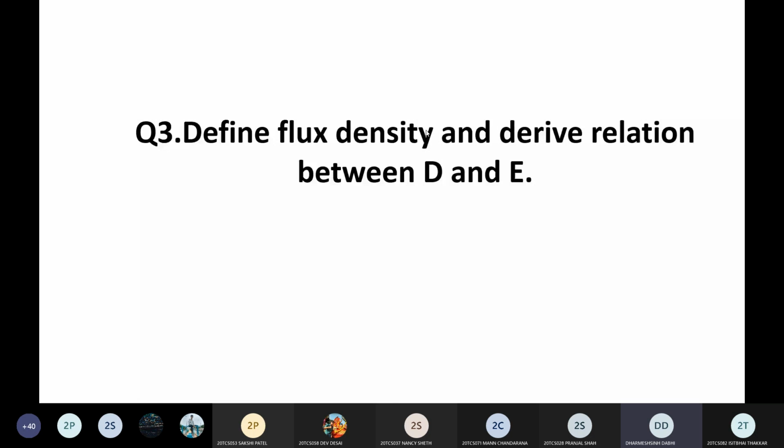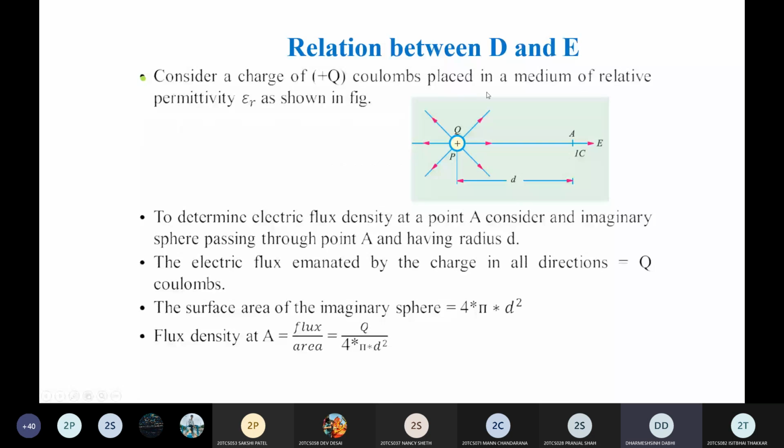Okay, so by this example, suppose consider that a q charge is placed in a medium of relative permittivity here. Find out the value of flux density at point A here. Okay, so flux density is what? Flux divided by area. So here we consider that point A is the origin of the sphere. So from this origin to this positive charge, distance is d. So area of this sphere is 4 pi d square. So flux density at the point A becomes q by 4 pi d square.